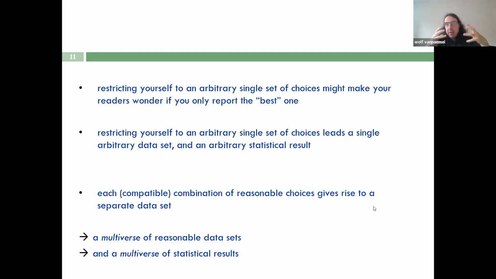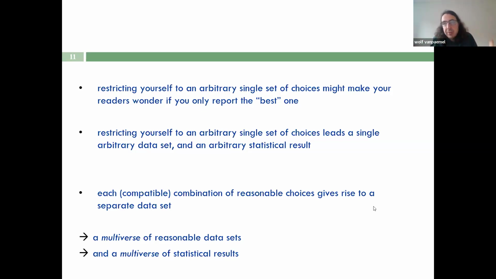Apart from that, if you only make one choice, and even if people know you and they know you're a very honest researcher, and they know you would never do this, you would never try out different analyses and only report the best one, even then, if they would perfectly believe you as being an honest researcher, even then your single data set that you construct based on this single set of arbitrary choices is only just that. It's only just an arbitrary result. And we don't want arbitrary results in science because they're not on firm grounding.